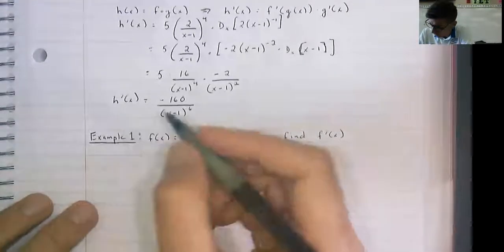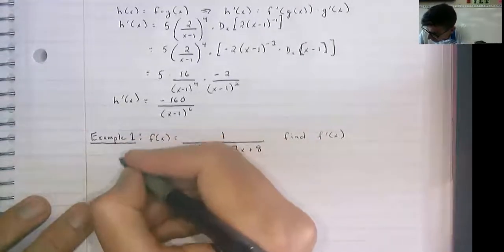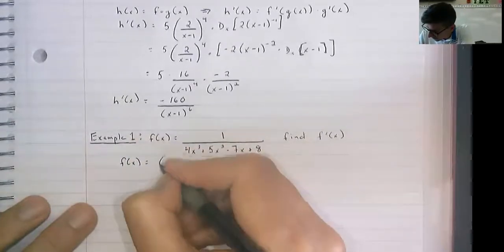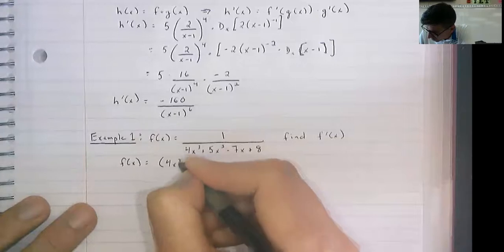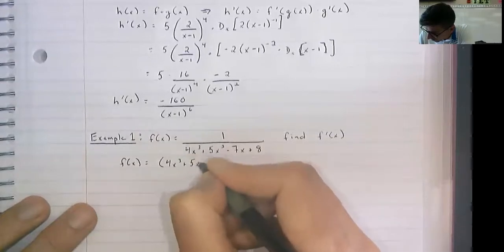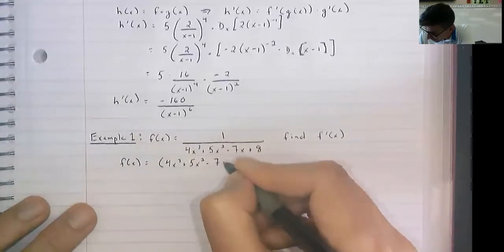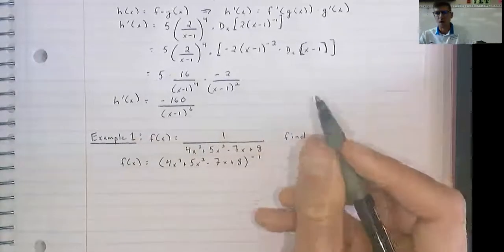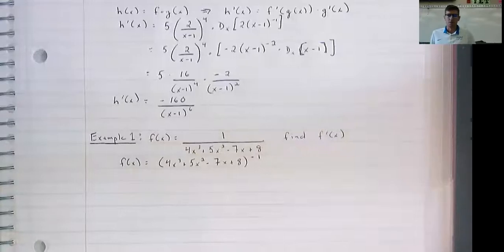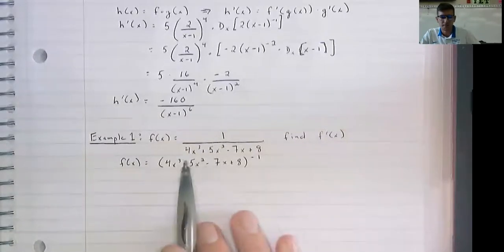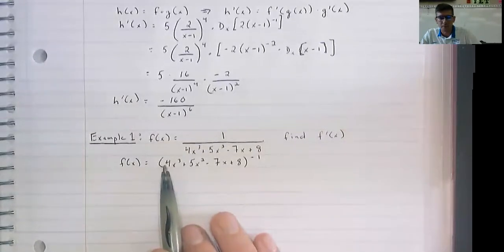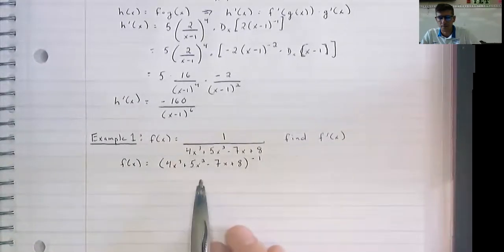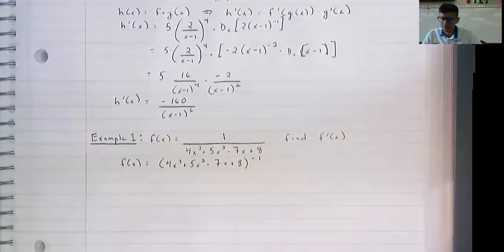But hopefully I can convince you that rather than trying to remember the dn minus nd over d squared or whatever, you can just use chain rule. How? By realizing that f of x can also be written as 4x cubed plus 5x squared minus 7x plus 8 to the negative 1. And now this is a composite function. Our outer function is x to the negative 1. Our inner function is this whole mess. It's time for the chain rule.